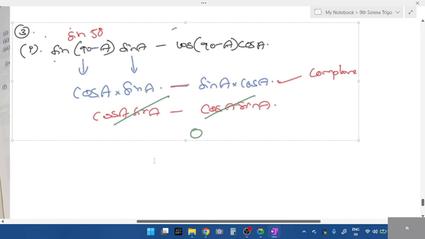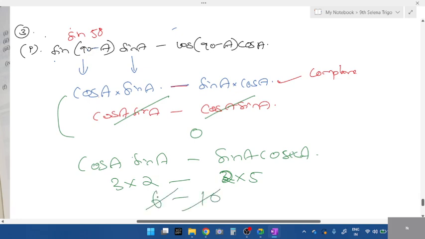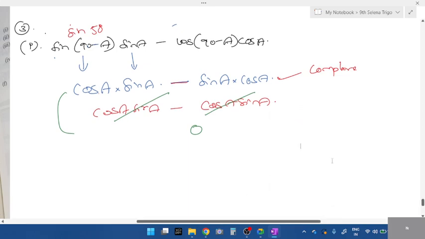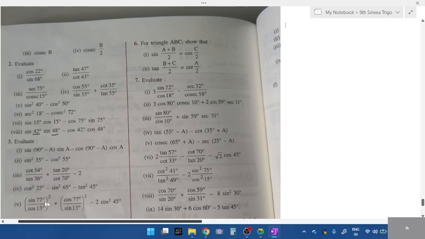Okay. If it was different, for example, here it was cos A, sin A. Here it was sin A and cosec A. If I write cosec A, are they same? No. It is like 3 into 2 minus 2 into 5. They're not the same. 3 twos are 6, minus 2 fives are 10. You can't cancel them. It becomes unlike term. This is like term. Like term gets cancelled.